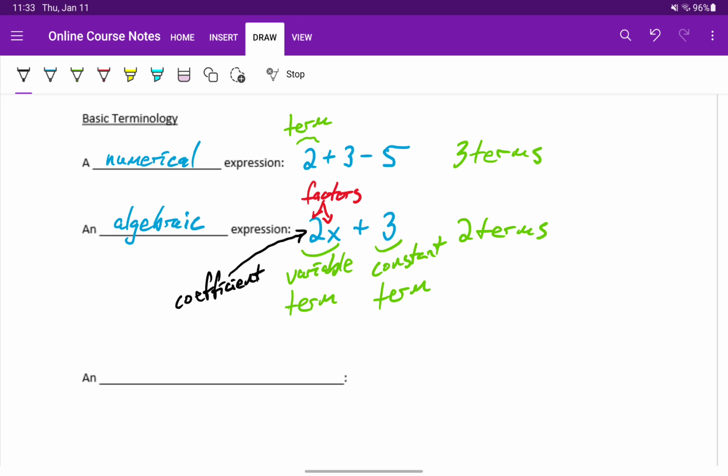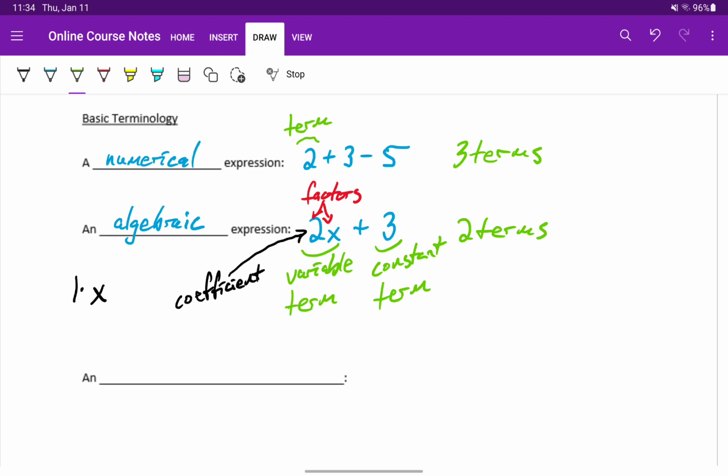So a variable term may have one or more factors, depending on what's being multiplied together. And we always have a coefficient in front of that variable. In a simpler case, if we just had x by itself, we want to keep in mind that even though we don't write it, we can always think of there being a 1 multiplied by that x. So even an x by itself still has a coefficient of 1.